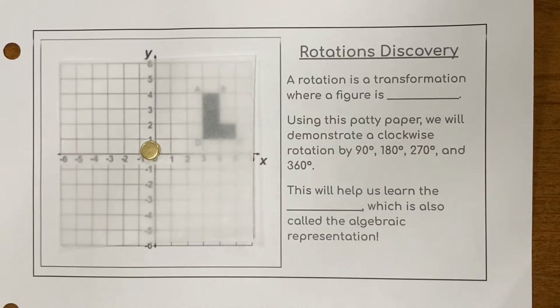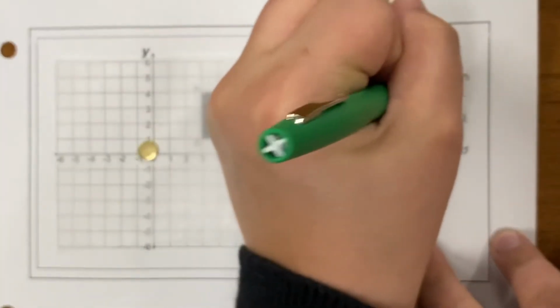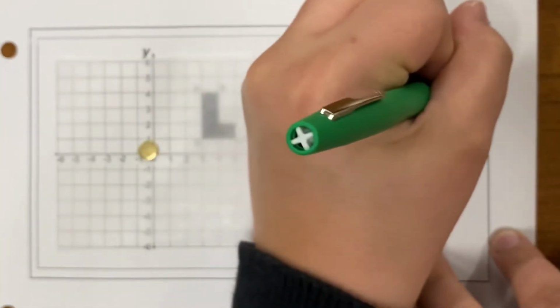Today, we're going to talk about rotations. We're going to figure out what rotations are, the rules that go with rotations, and how it works. So first thing we need to do is know that a rotation is a transformation where a figure is turned.